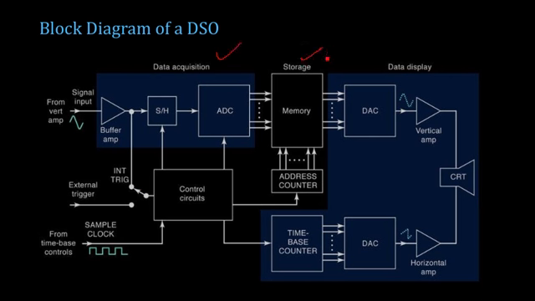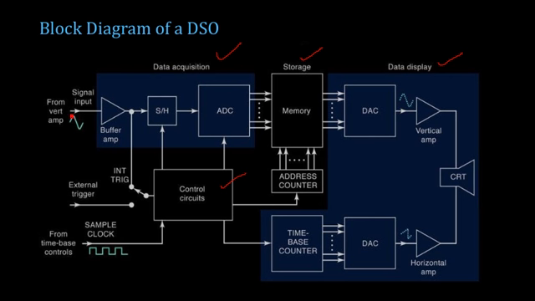Then you have a storage part, which also is associated or controlled with the help of an address counter. Then you have control circuits, which are basically microprocessor or microcontroller based circuits, which will be controlling or coordinating the entire process. And then you have a display, which is connected to the CRT. This display circuit will be controlling the vertical and horizontal deflection plates to obtain the waveform on the CRT.